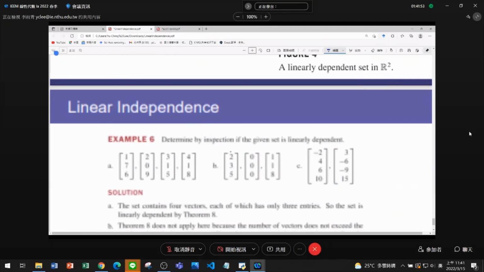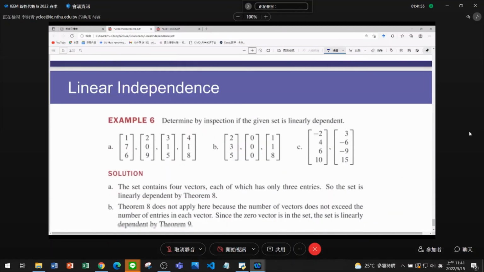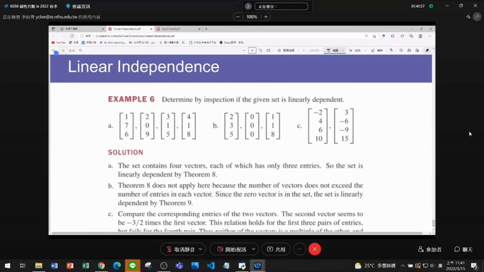Okay, then next, determine by inspection. Again, by inspection means that you do not need to perform any Gaussian elimination or row reduction to see how many solutions they have. By observation, we can tell whether they are a linearly independent or linearly dependent set.